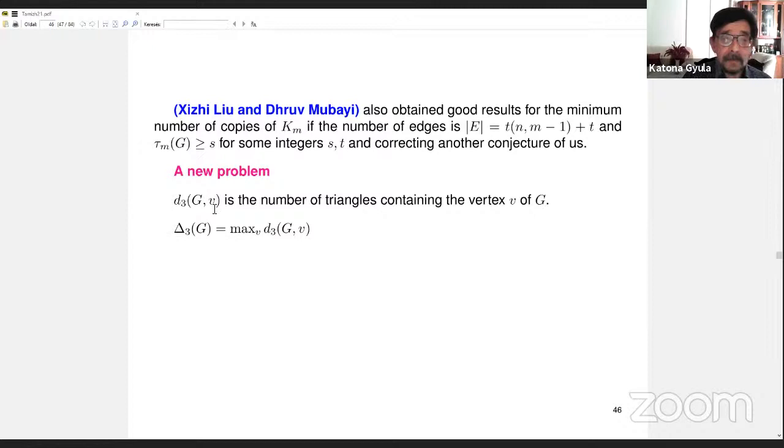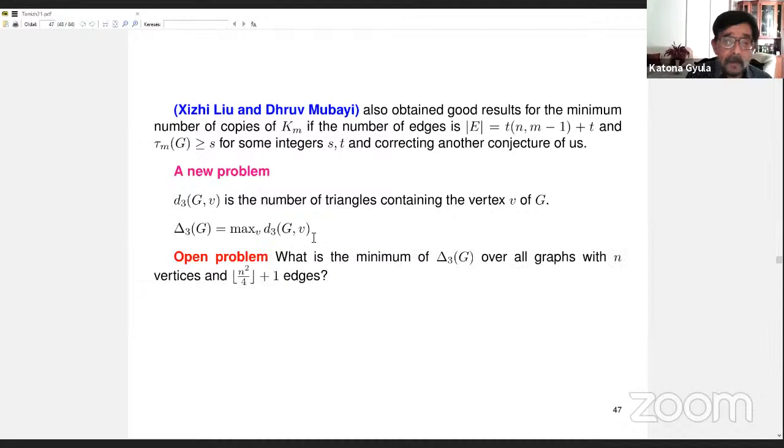And delta_3(G) is the maximum, so this is the largest degree in the 3-degree, or I don't know how to call it, in the graph. And the question is, what is the minimum of this largest degree over all graphs with n vertices and this many edges? So we want to have this many edges and in such a way that the triangles are evenly distributed. And we don't even have a good guess for this.